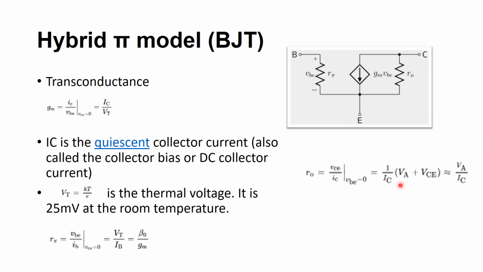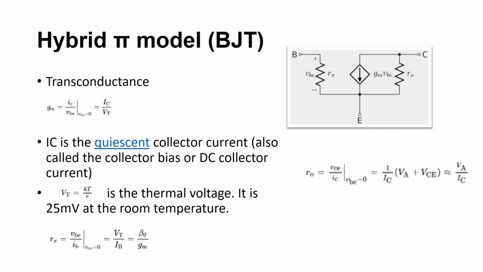Finally, this value of ro can be given as 1 over IC in brackets VA plus VCE, where VA refers to the early voltage. That is a term coming from the device physics, and we're not going to explore that right now. VCE is the DC voltage across the collector and the emitter. Approximately, the resistance ro can be evaluated as the early voltage divided by the DC collector current.